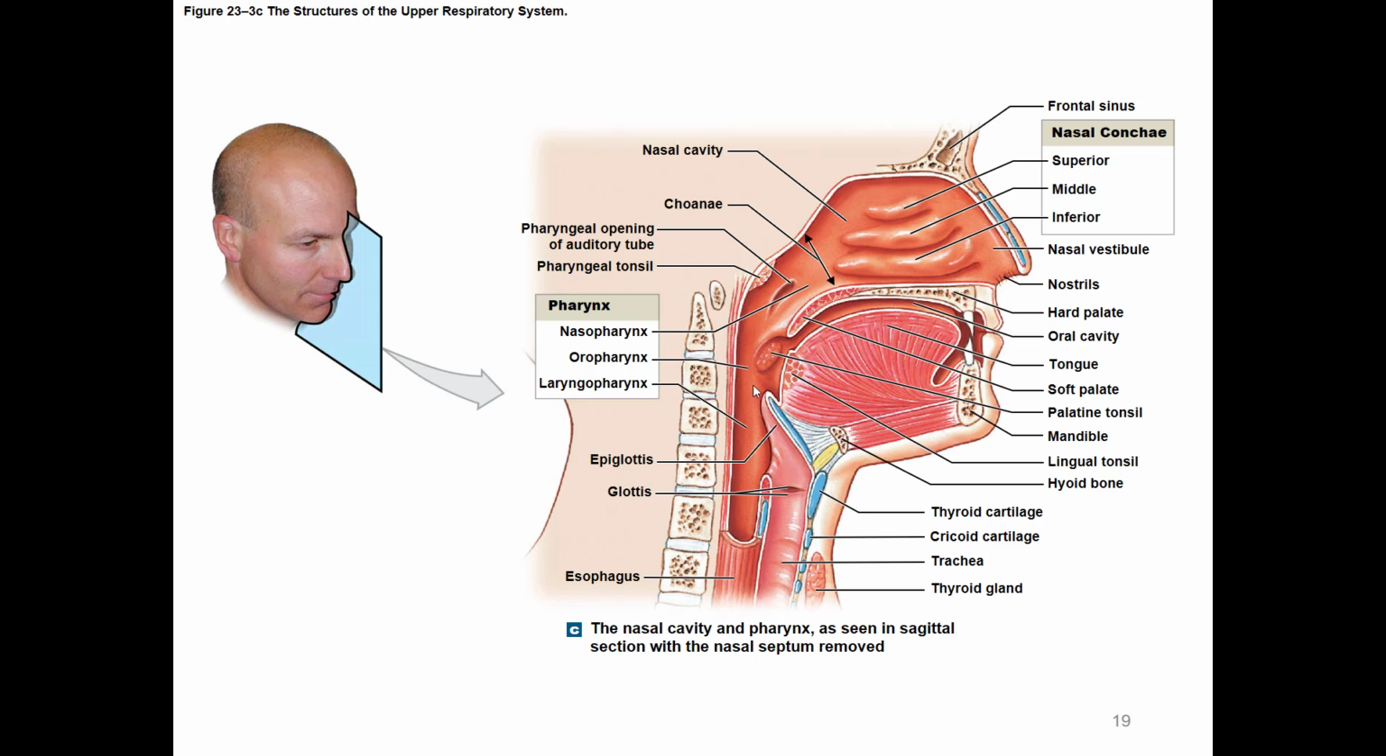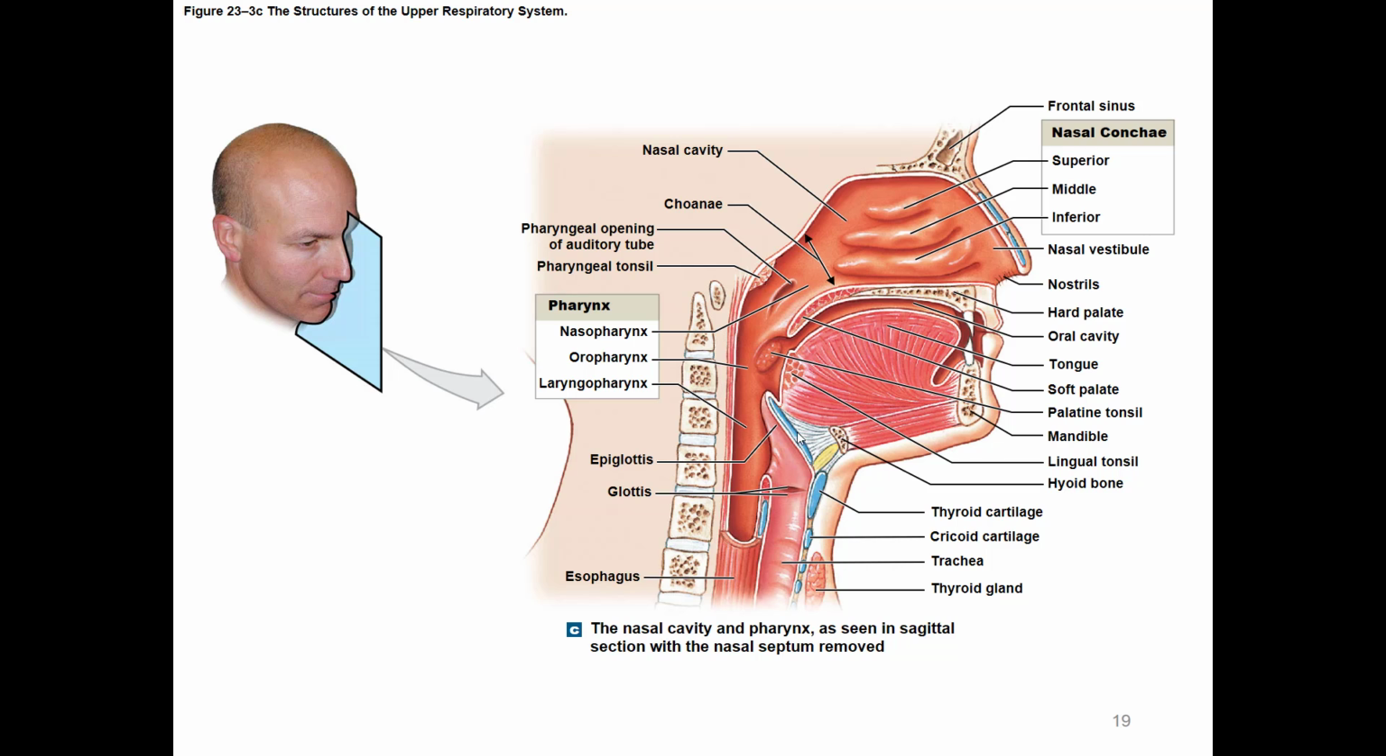So here's our pharynx. And the top part of it is going to be our nasopharynx because it's behind the nasal cavity. The middle part is the oropharynx, which is behind the oral cavity. That makes sense. And then the bottom portion is the laryngopharynx, which is right near the larynx.